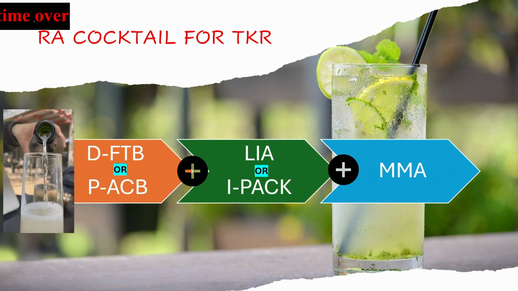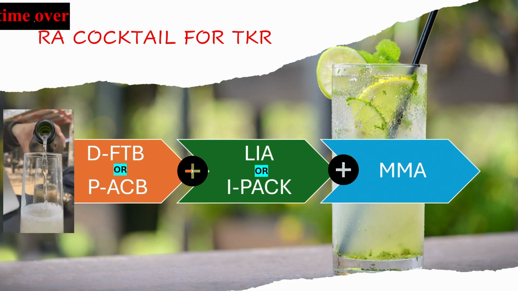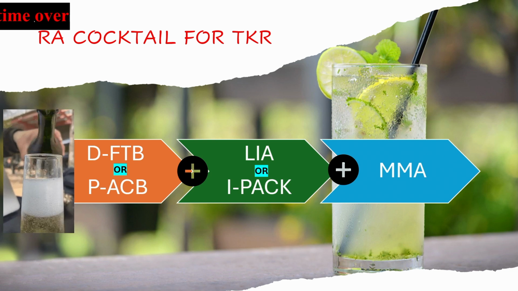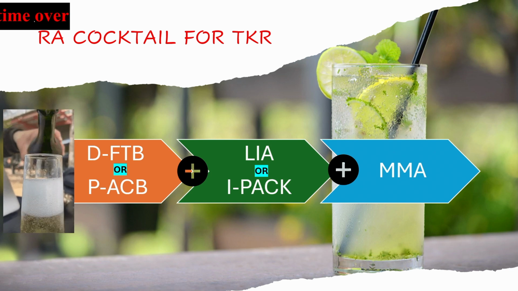What should be the RA cocktail for TKR? It has to be on continuous basis. You cannot do single shot things. You have to place a catheter, either distal femoral triangle. As a novice, you may not be able to recognize nerve to vastus medialis separately in the proximal adductor canal. So you do distal femoral triangle, that is not a problem. Or if you have become more and more expert, when you can recognize nerve to vastus medialis separately, you do a proximal adductor canal. LIA, if surgeon has done, you need not do an IPAC.